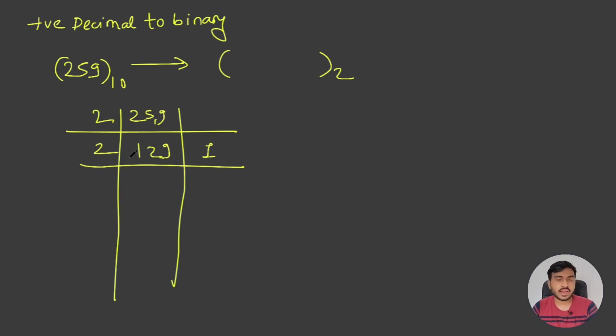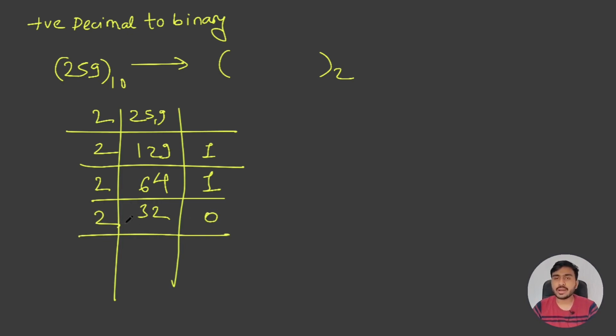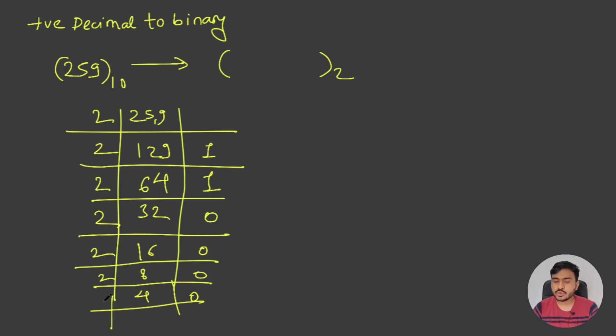Then again divide 129 by 2. We'll get quotient 64. 64 twos are 128 and the remainder will be 1. Now divide 64 by 2. Once you divide 64 by 2, you will get quotient 32 and remainder 0. Divide 32 by 2, you will get quotient 16 and remainder 0. Then divide 16 by 2, you will get quotient 8 and remainder 0. Divide 8 by 2, you will get quotient 4 and remainder 0. Divide 4 by 2, you will get quotient 2 and remainder 0.